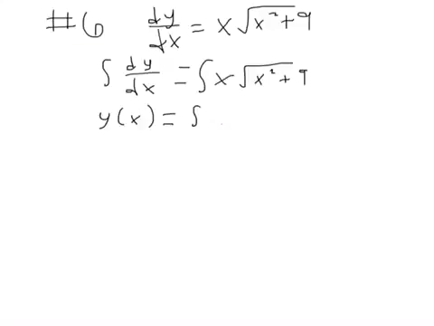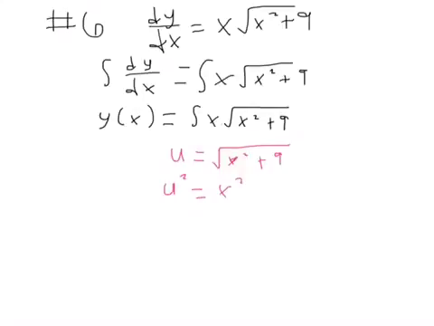So you have the integral of x times the square root of x squared plus 9. And what I did was I chose the square root of x squared plus 9 to be my u. So I'm making a u sub. So you have u equals the square root of x squared plus 9. And to get rid of the square root, to make it an easier derivative to find, I just squared each side. So u squared equals x squared plus 9.